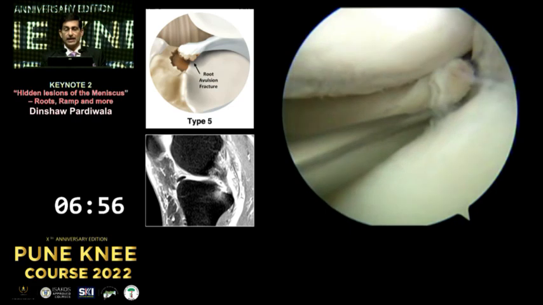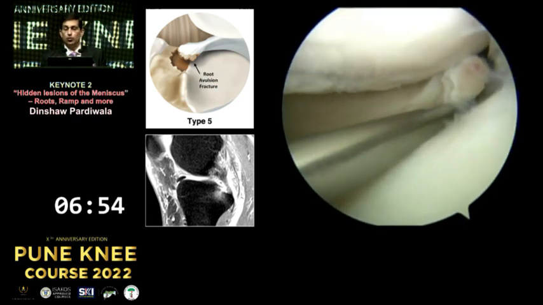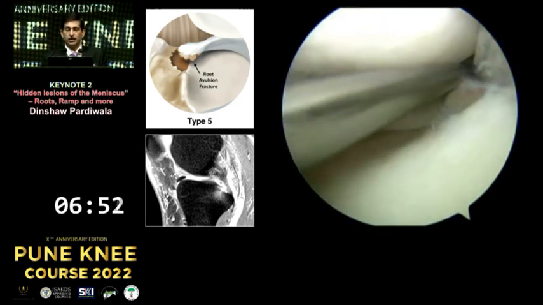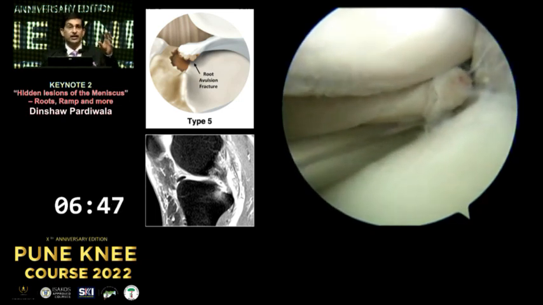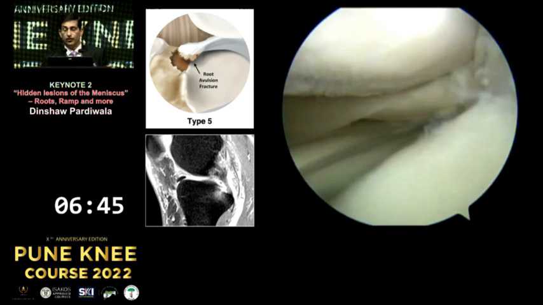And finally, the type 5s, which are the bony root avulsions. These are relatively simple. It just comes off with a piece of bone. You need to identify it, because again, this is a hidden lesion. Unless you probe it and you're looking for it, you won't see it.